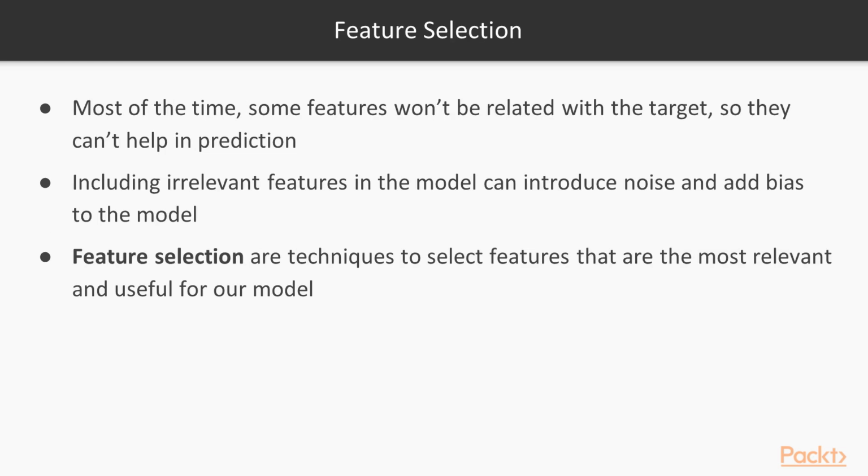Okay, so when building predictive analytics models, most of the time some features won't be related with the target. So they, by definition, can't help in prediction. Now, the problem is that including irrelevant features in the model can introduce noise and add bias to the model. So feature selection techniques are a set of techniques to select features that are most relevant and useful for our model, in the sense that they will help either with prediction or with understanding of our model.